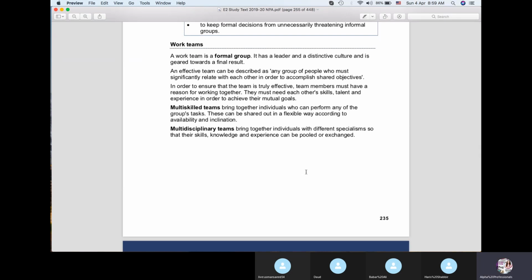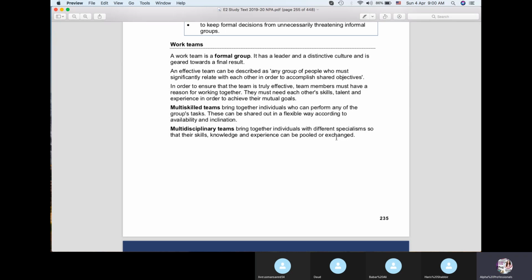Multi-skilled teams: individuals can perform any of the group's tasks. The people are multi-skilled, so they can perform any of the group tasks, and a task can be shared according to availability and inclination. These multi-skill teams are generally formed for tasks where you don't need a very high technical expertise, or the assignment is not technically complex. So multi-skilled teams could perform better for those kinds of activities, because that makes the team more flexible. If somebody is not available, the other person can take care of that person's task.